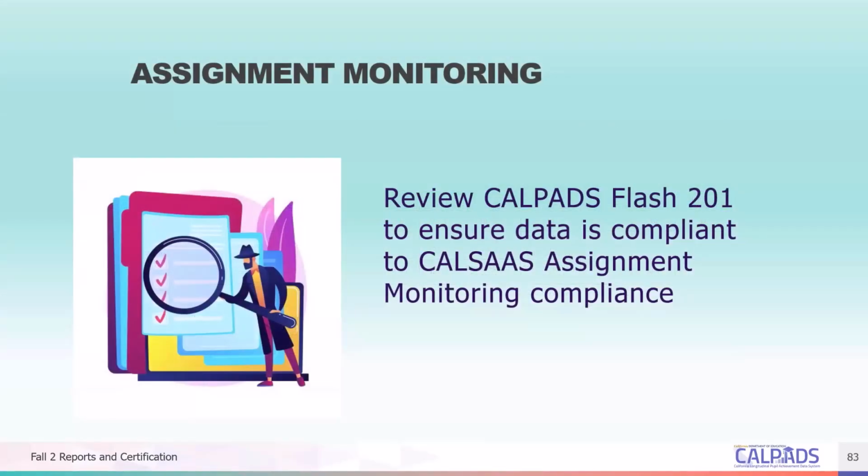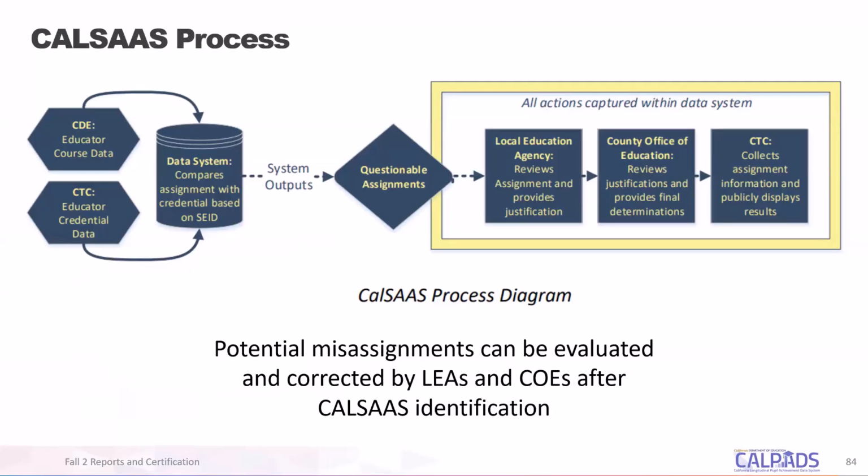All right, let's talk about assignment monitoring very briefly. So the CALSAAS process of assignment monitoring starts with you, the LEA coordinator, submitting data from your student information system into CALPADS. The data in CALPADS is analyzed by the CTC through CALSAAS, and questionable assignments are identified. Those questionable assignments are then left for you to resolve and review from your monitoring authority, your COE, and any changes can be made before final determinations.